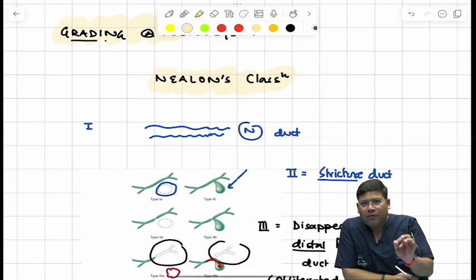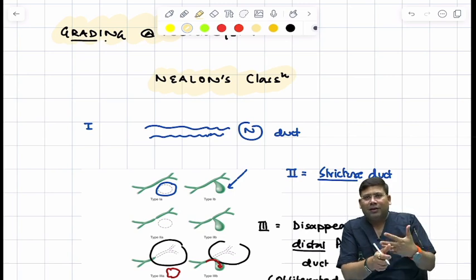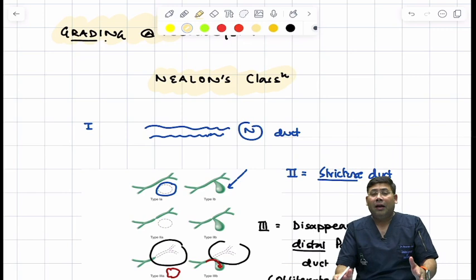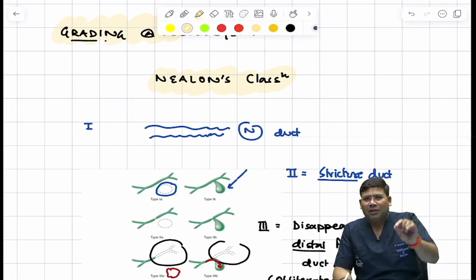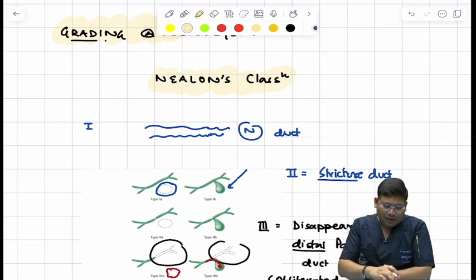Neelan's classification और Neelan's criteria for grading of the pseudocyst. अगर pseudocyst normal duct के साथ है type 1, strictured duct के साथ है type 2, if it is associated with obliterated pancreatic duct, then that is type 3, and if it is associated with multiple strictured ducts, like chronic pancreatitis, then that is type 4.